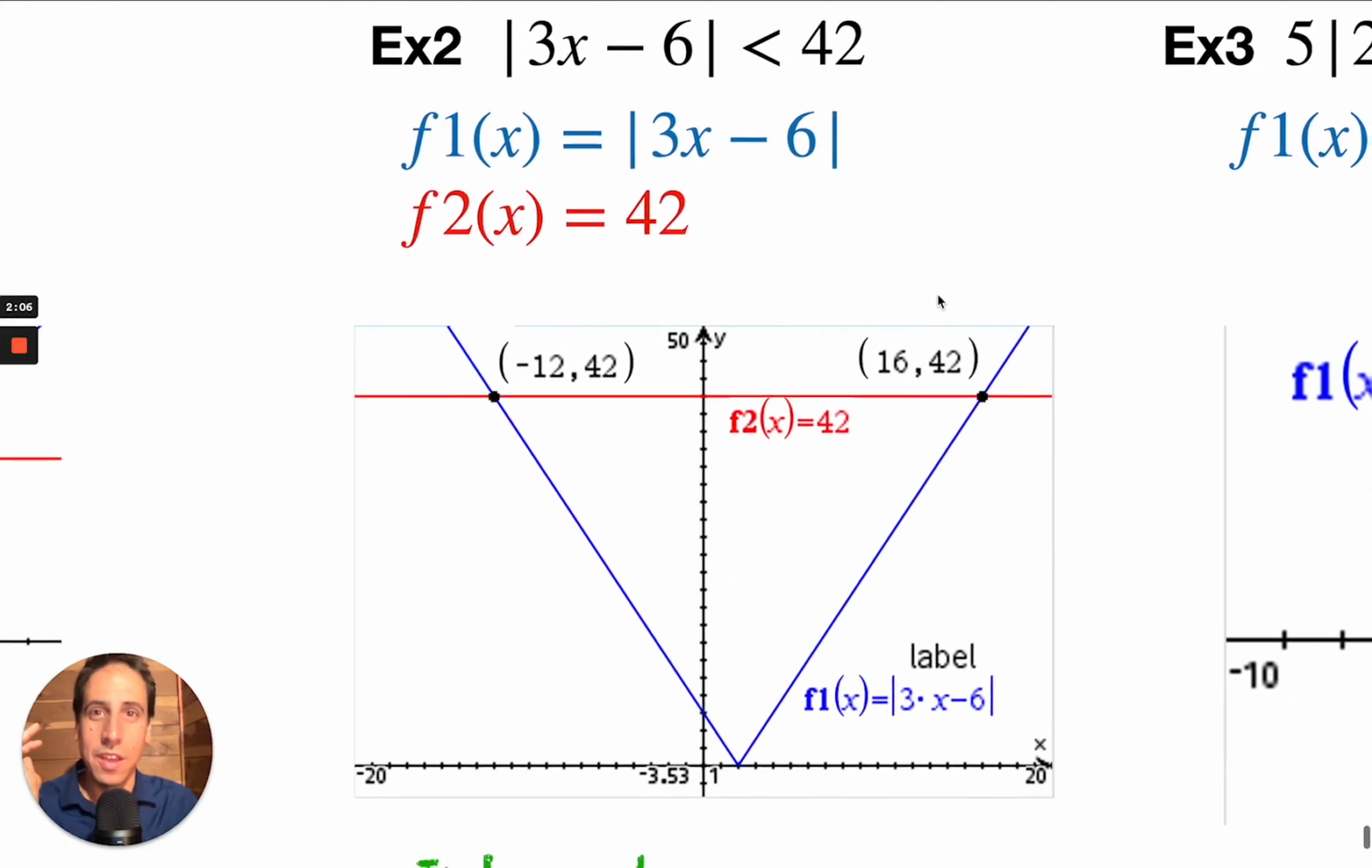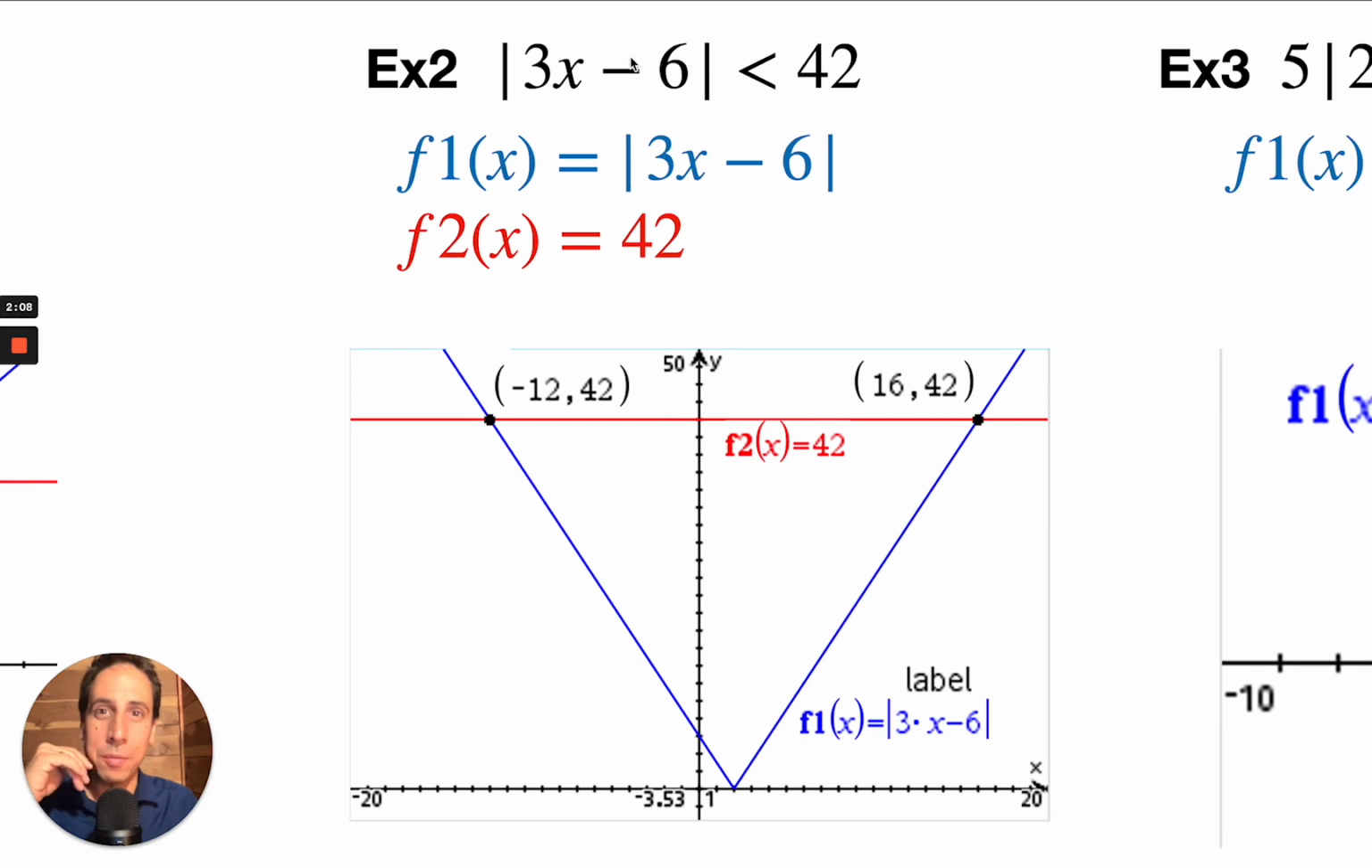So here you can see the absolute value goes into the blue function 1, and the 42 goes into the red function 2. Graphing these, what we really have to figure out is when is function 1 less than function 2? Like, when is the blue function physically lower on the screen than the red function? And you can see the red function here, the straight line, is at 42, and all of these points have y values that are less than the 42, where the red function is.